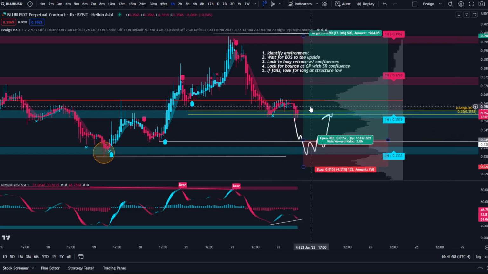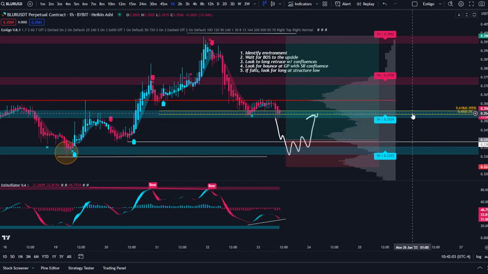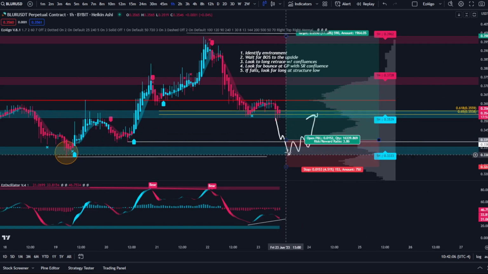Another thing I like to look at is a point of control. I use a point of control as a value line. So I like to take longs when price is below the point of control and long it back up to that point of control. That could be your first take profit.